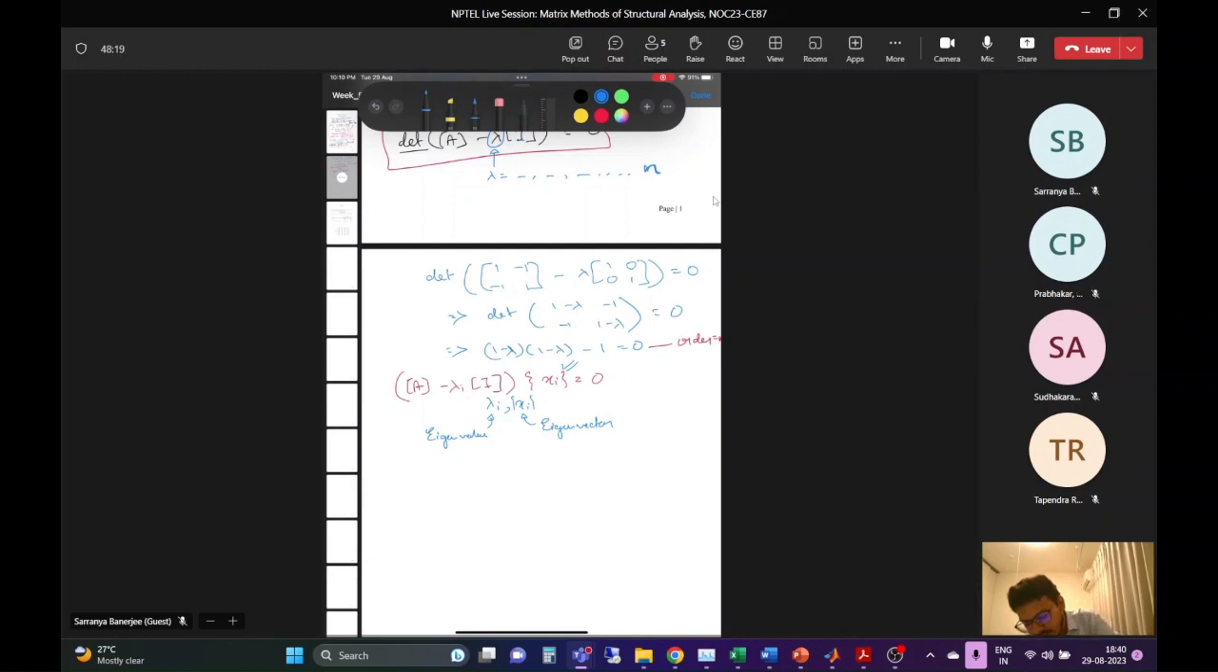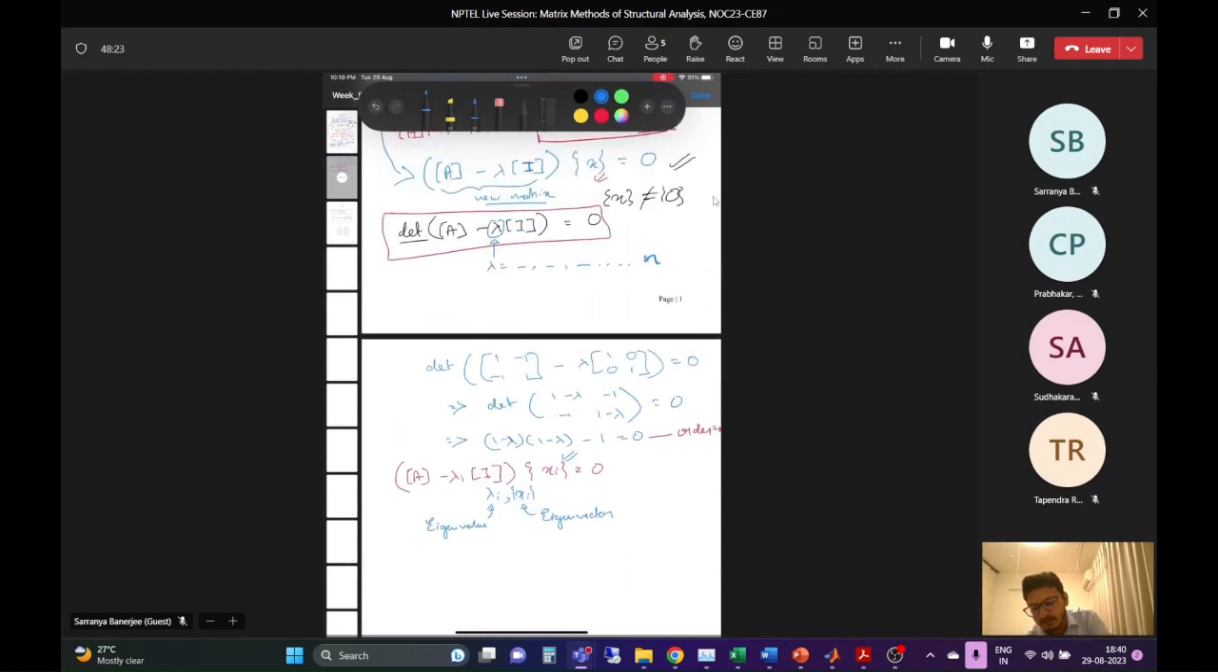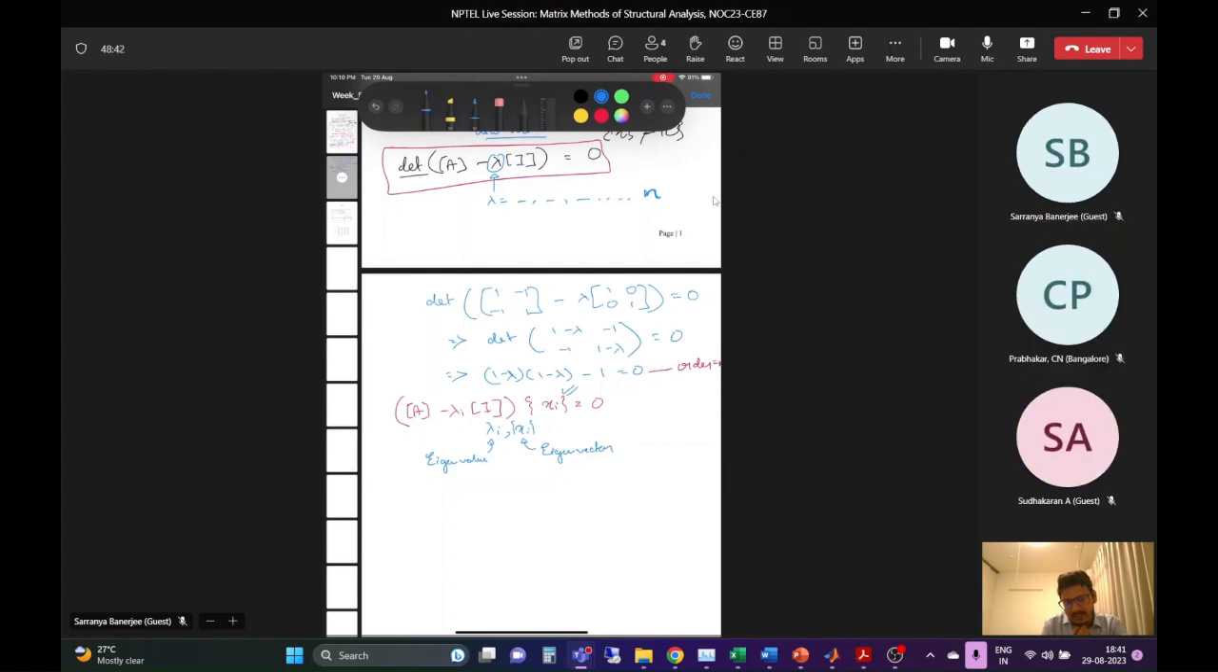So you have n values of lambda, right? When you put in one value of lambda, you will get one x. If you put in a different value of lambda, you will get a different x. So lambda i and xi are in pairs. It is clear now. It is clear, right? Very good.